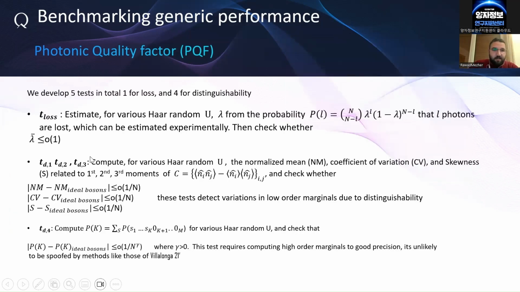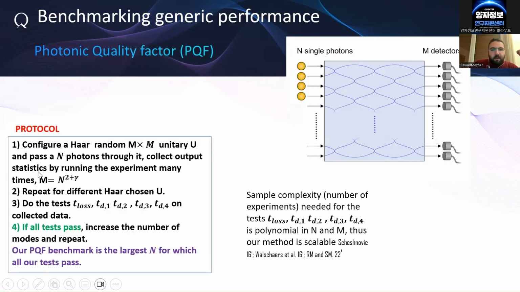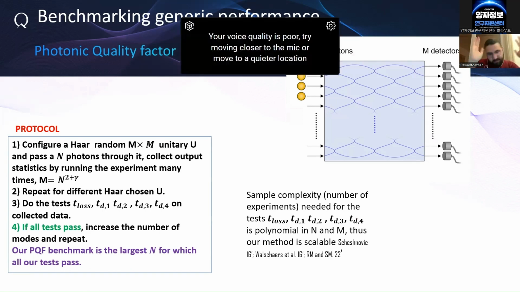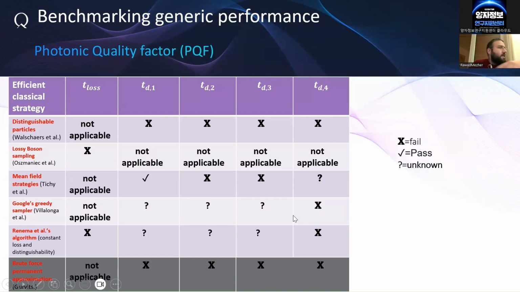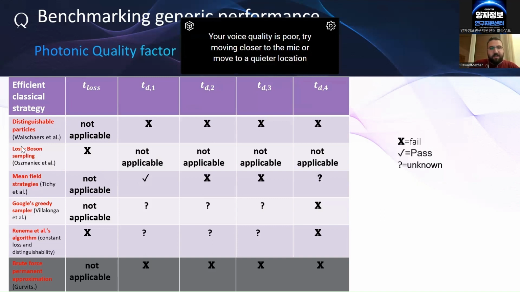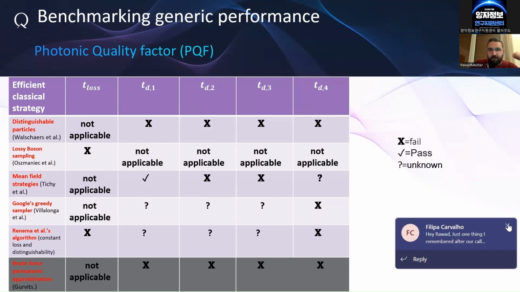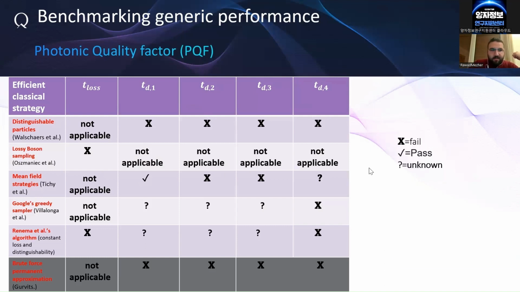The tests, the T loss and the distinguishability tests, rely on collecting statistics. You collect the statistics and you do the test. If all the tests pass, you increase the number of modes and you repeat. So the PQF, like the quantum volume, is the largest number of inputs such that you're still passing the tests. Why it's interesting is that although you don't have guarantees like the heavy output generation, which from complexity theory cannot be efficiently classically computed, we nevertheless managed to find guarantees for various classical algorithms which exist. Many of the known classical algorithms for efficiently simulating boson sampling will fail the test after some point. So that's the idea.